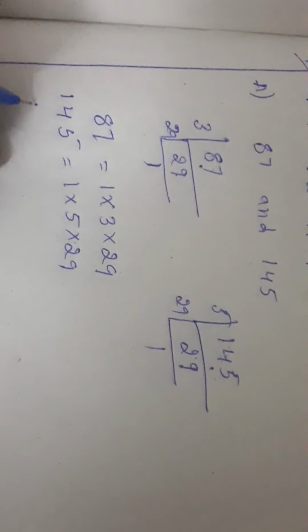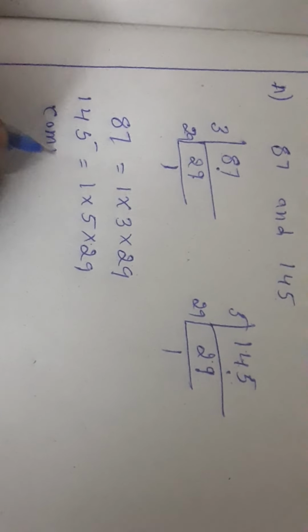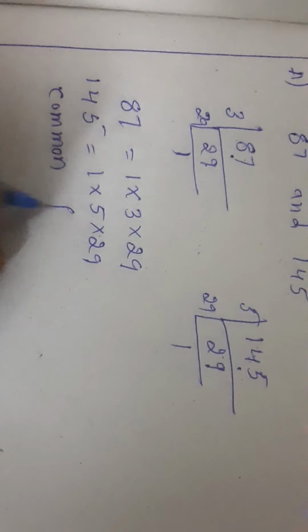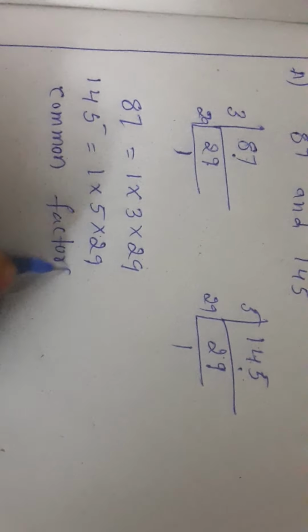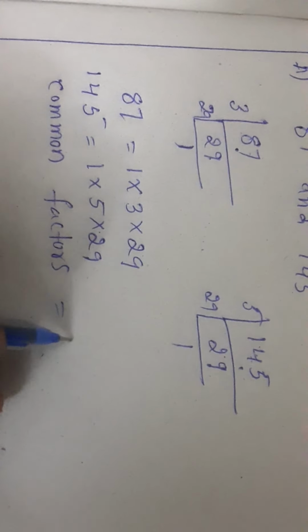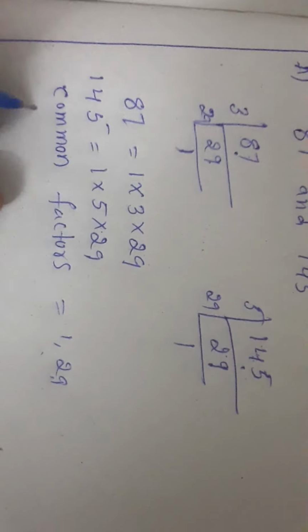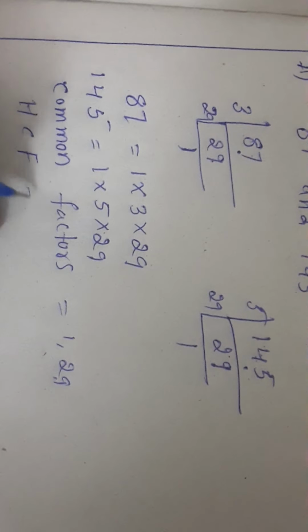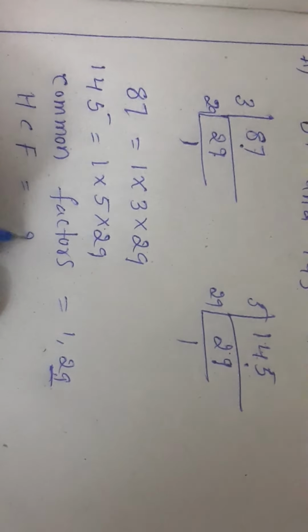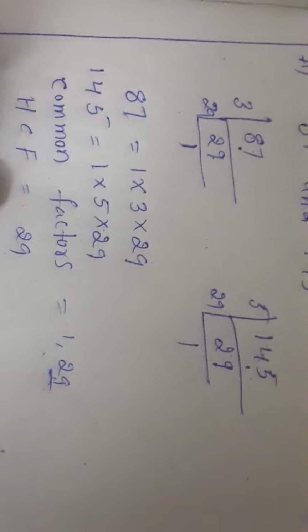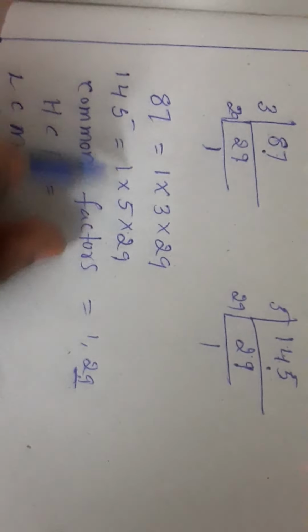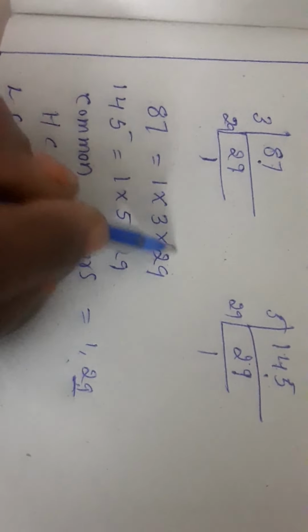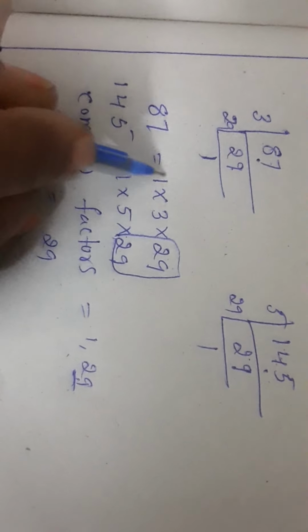LCM. Here common factors are 1 and 29. So HCF, the highest common factor, is 29. LCM is equal to, we are taking this 29 only one time and 1 one time.